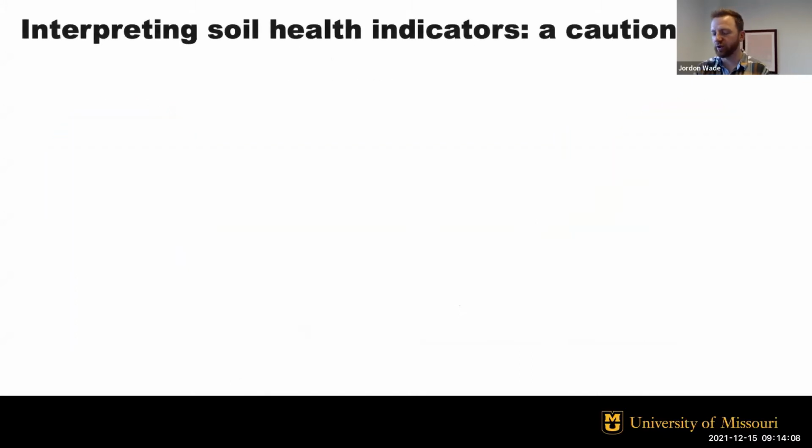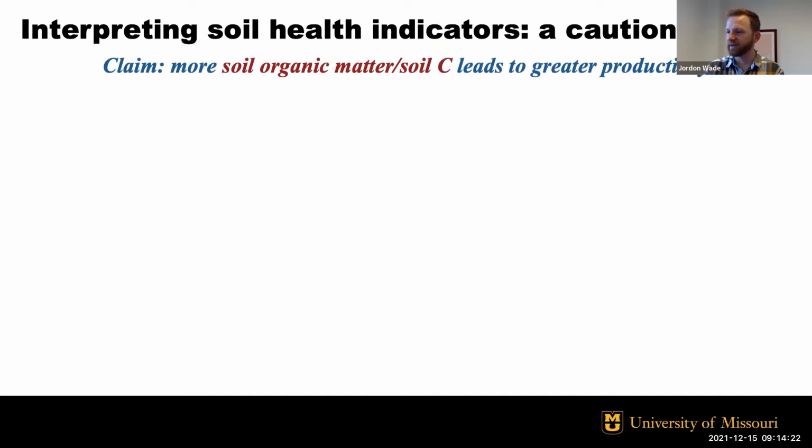Usually we use a soil health score to bridge that. But I want to start with a cautionary tale of how this interpretation can go wrong. The conventional wisdom is that if you build soil organic matter or soil carbon, it will, of course, lead to greater productivity.